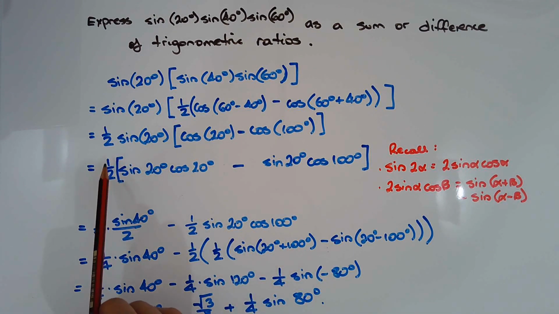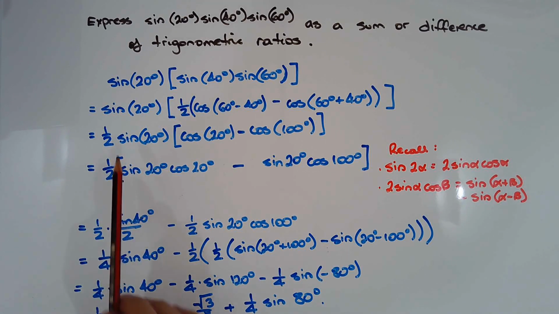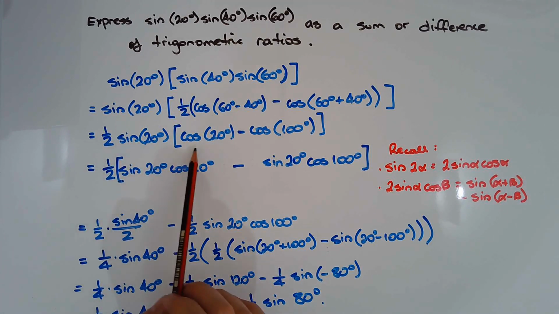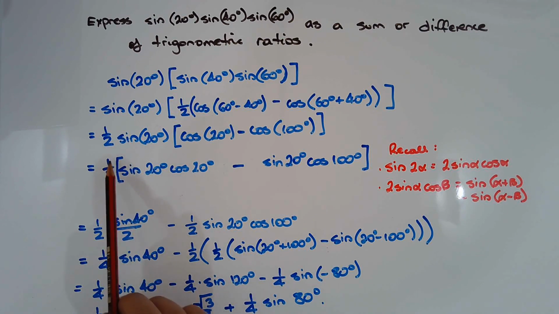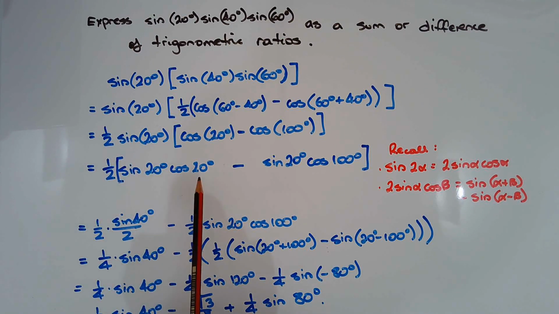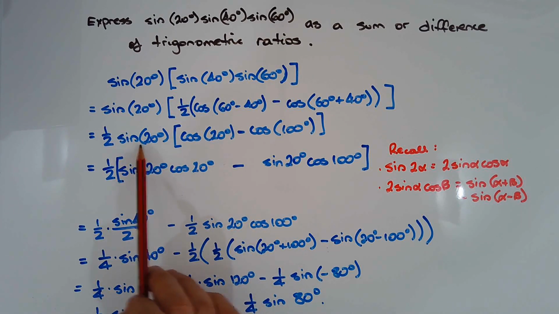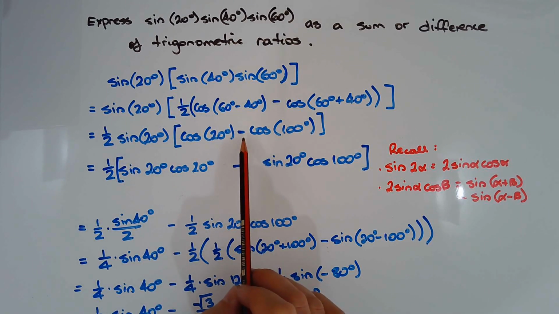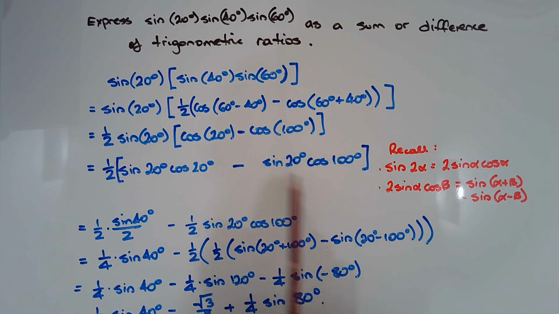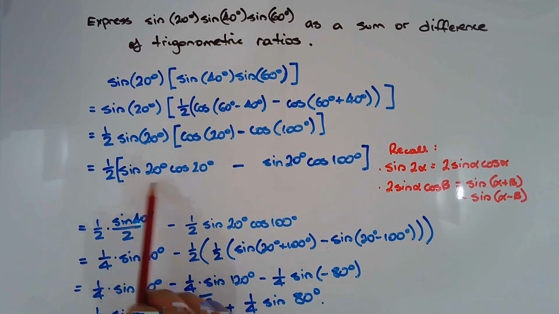Now what we can do is leave the half on the outside and then multiply through the sine 20. So we end up with half outside of sine 20 cos 20, so that sine and cos get multiplied together, and also the sine 20 multiplied by negative cos of 100 appears there as well. Just to make it a little bit easier to read, I haven't expressed the angles inside brackets, just to minimize the amount of symbols that I'm using. Hopefully that's a little bit easier to read.